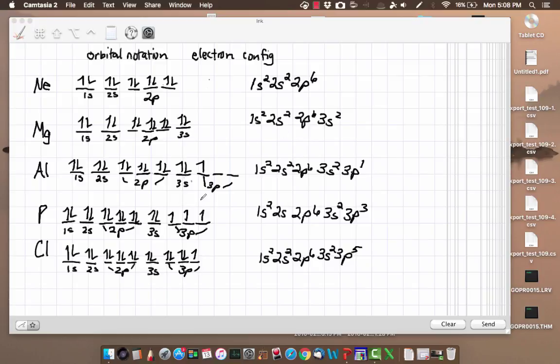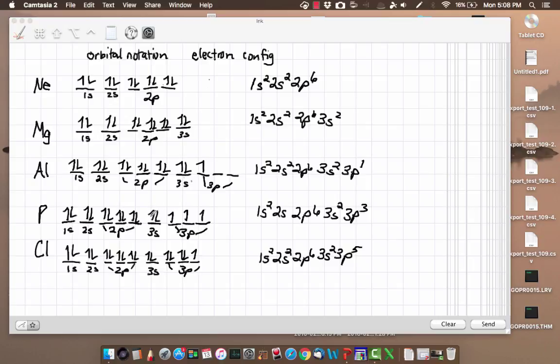Okay, if you missed class today, the first thing that I asked students to do was the orbital notation and electron configuration of neon, magnesium, aluminum, phosphorus, and chlorine. Just a reminder that orbital notation shows the number of electrons in each orbital. In one orbital, you can have two electrons with opposite spins.